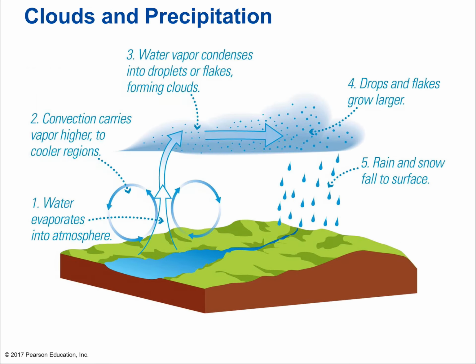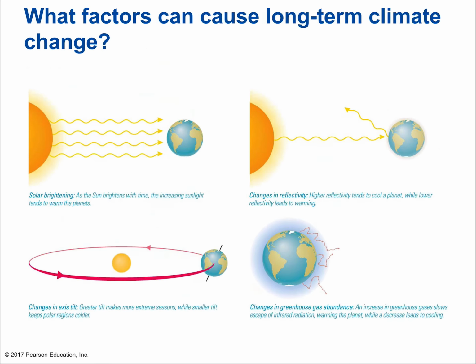Let's talk a little about the precipitation cycle. Water evaporates, goes into clouds, falls back down, and then flows back to be evaporated again. So what factors can cause long-term climate change? Here are a few. Solar brightening, as the sun brightens. This takes billions of years. That would increase the amount of sunlight coming to the planet, which would warm the planet. Changes in reflectivity. If either the atmospheric properties or the surface properties of a planet change, that can change the reflectivity.